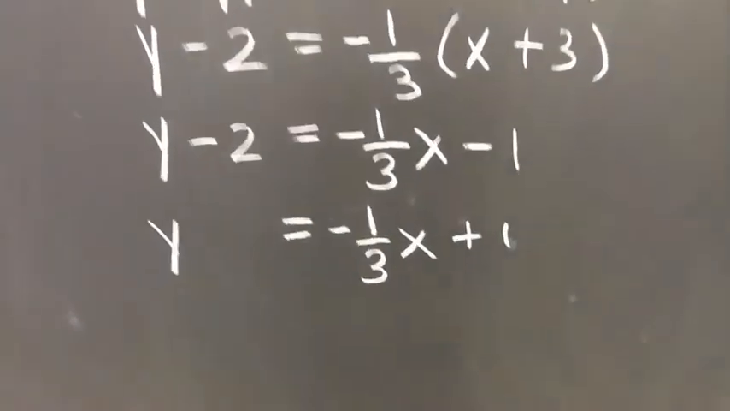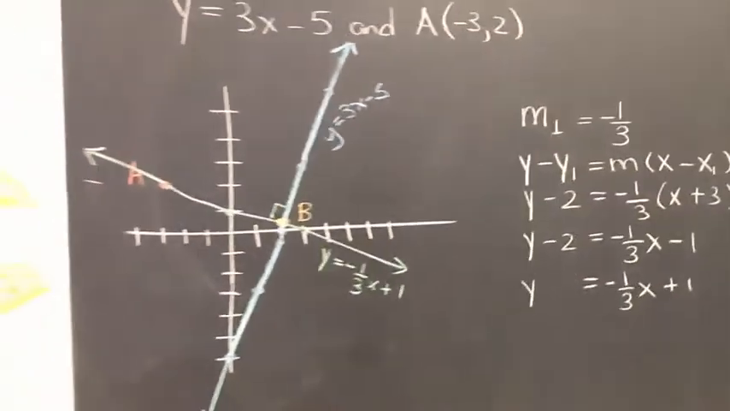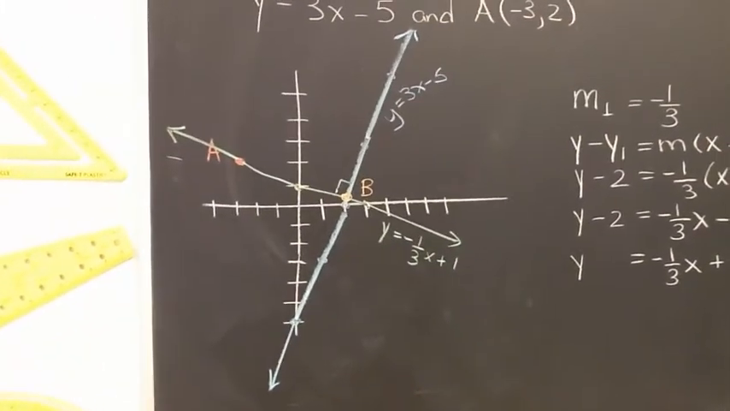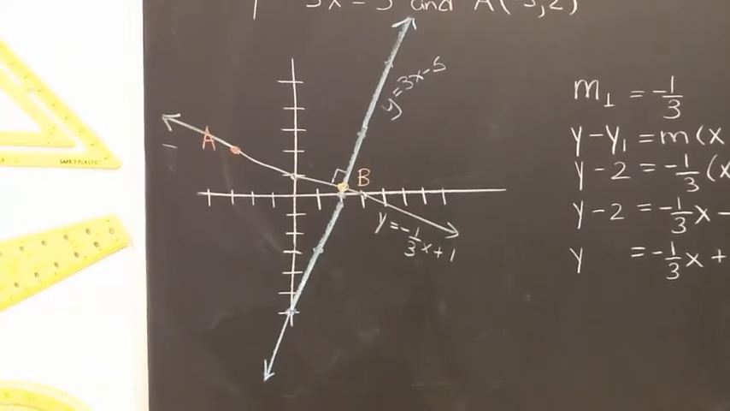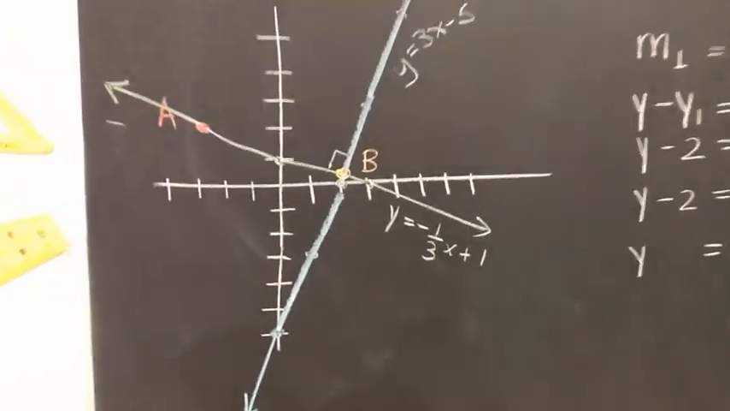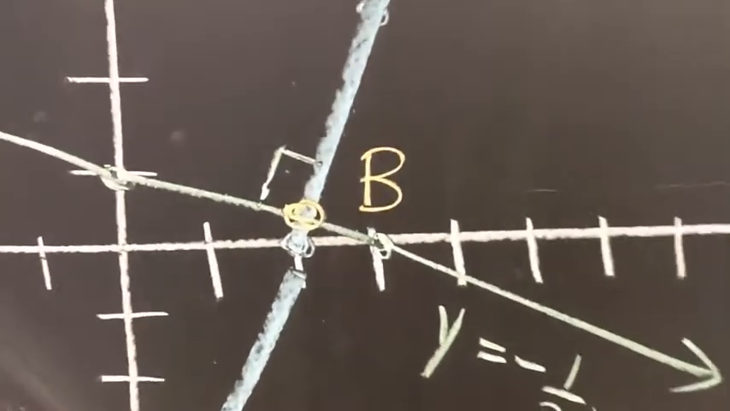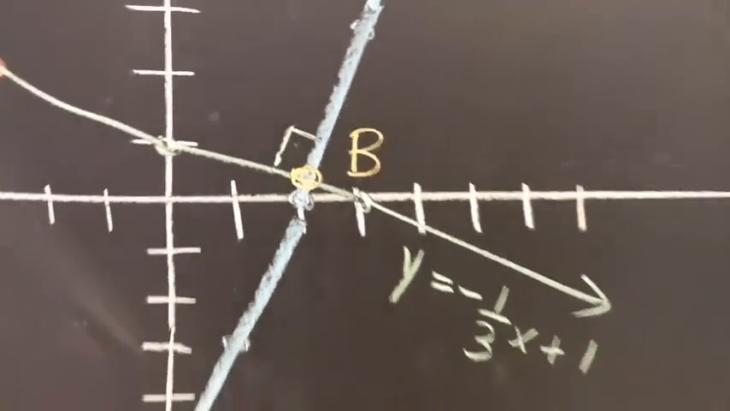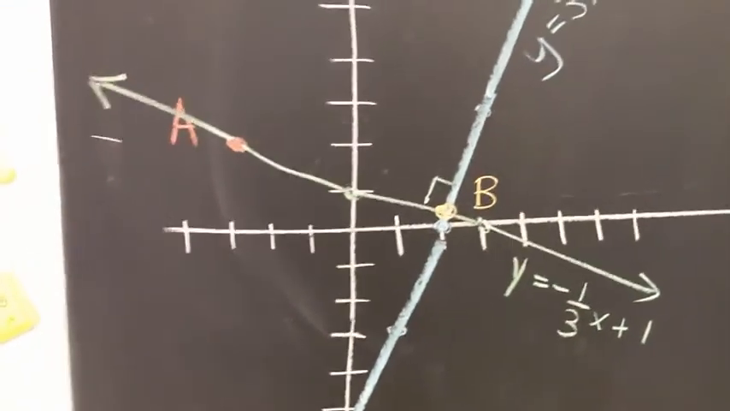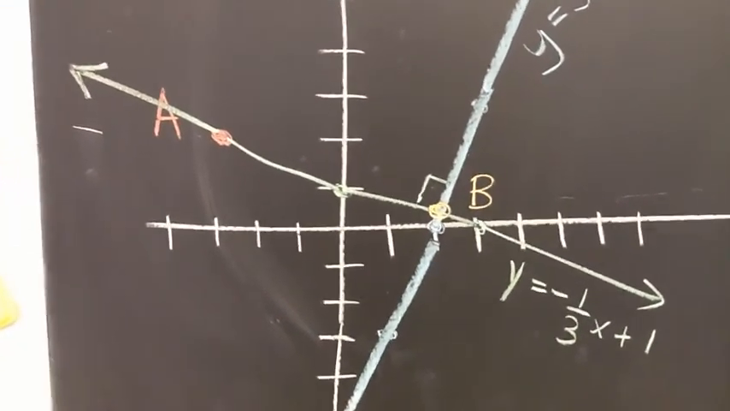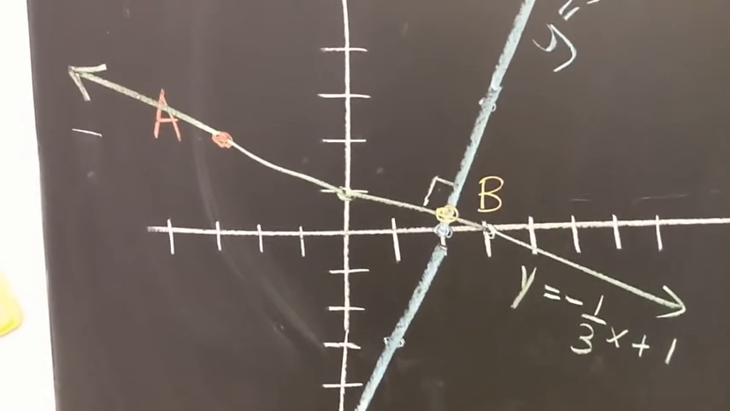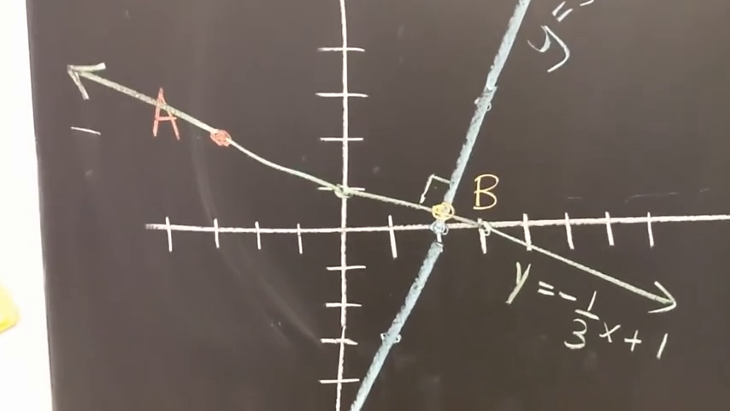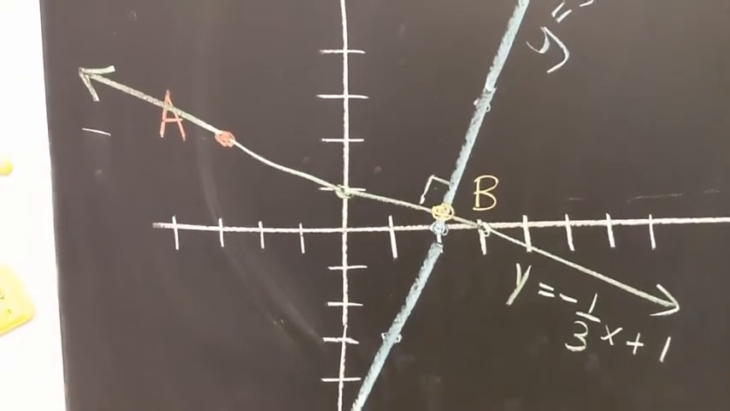Okay, great. Now we have the two lines. They're perpendicular to each other. And what we're going to have to do now is find the ordered pair B where they meet. The reason why we have to find B is because the question is to find the shortest distance. And the only way to do that is to use the distance formula. But in order to use the distance formula, we have to have two ordered pairs.